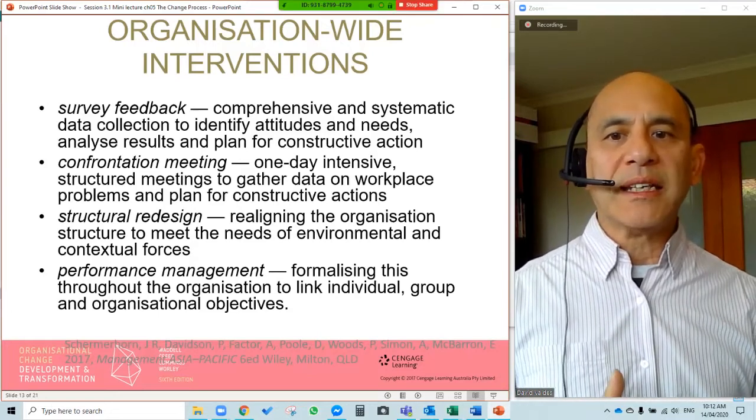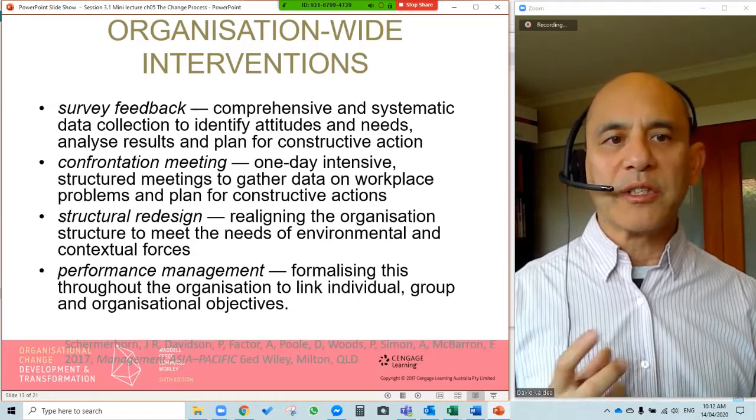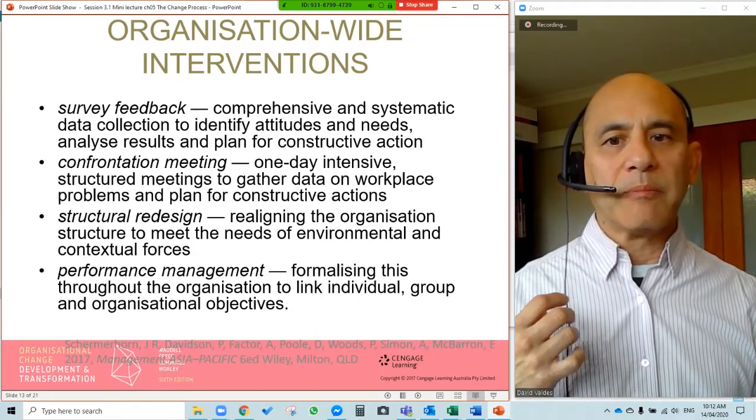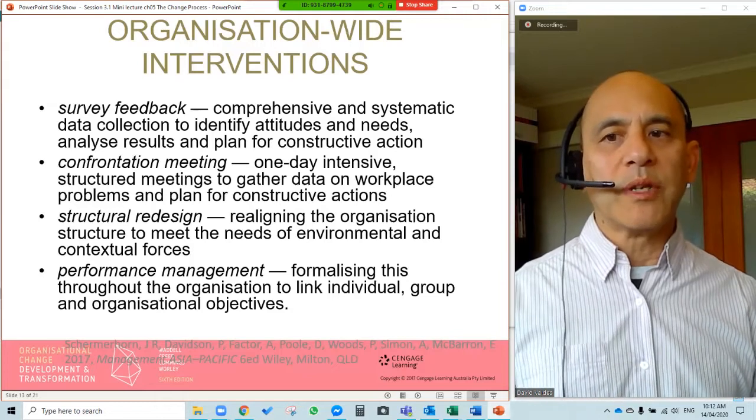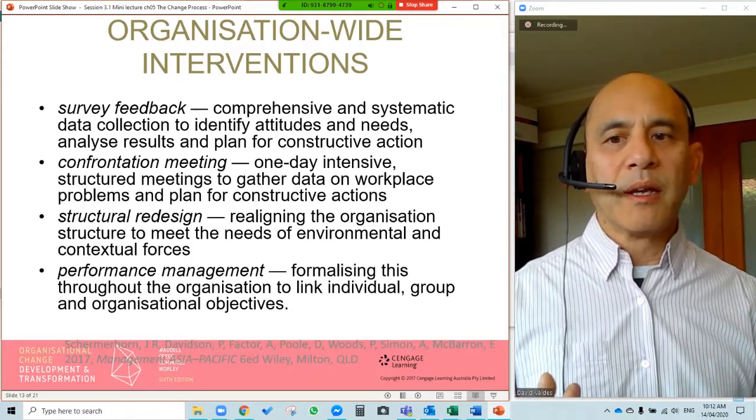Structural redesign is realigning the organizational structure. And the next session actually will delve into more detail about this.